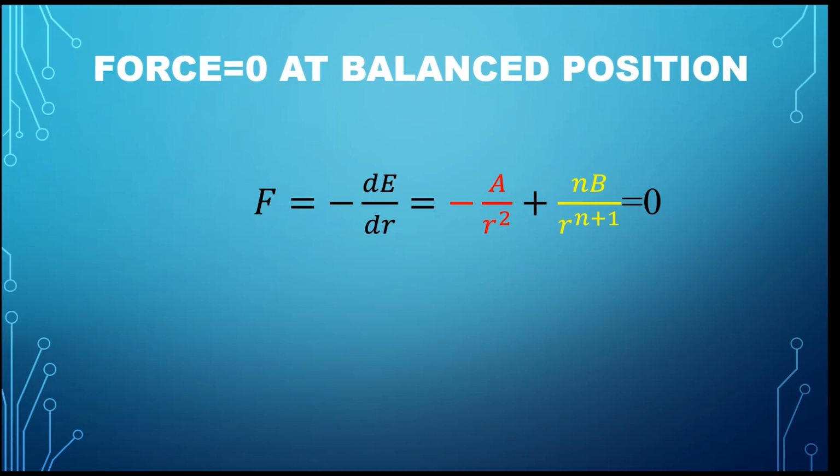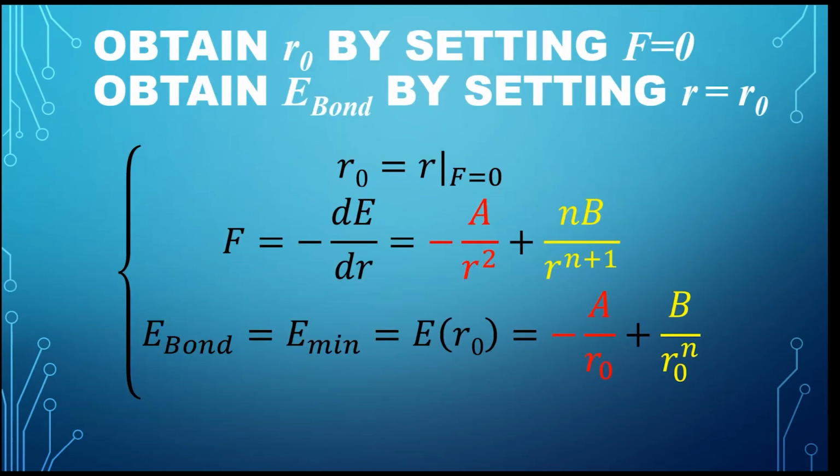By solving this zero force condition equation set, we can find a general expression for the parameters A and B, namely A equals minus n R E divided by n minus 1, and B equals R to the nth multiplied by E divided by n minus 1. This is a general expression for different types of compounds.